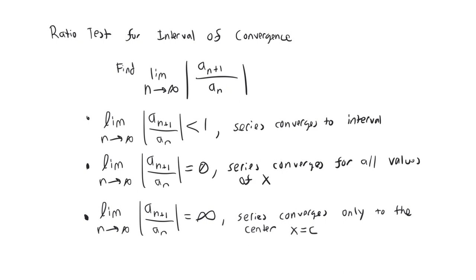If the limit as n approaches infinity of this absolute value equals 0, then the series converges for all values of x. And if the limit as n approaches infinity equals infinity, then the series converges only at the center. So these are the things that you need to remember.